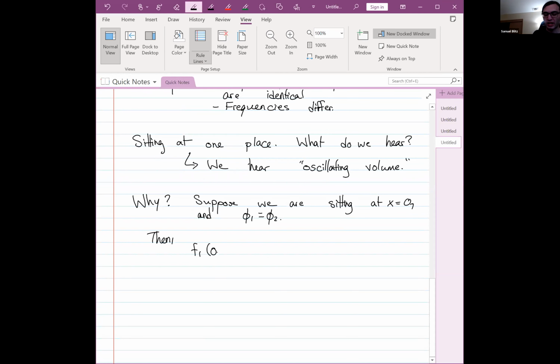So the first wave, well, we're at x equals 0, and at time t, will look something like this. We're examining what the disturbance is at a particular point in space as it changes with time. So this would be a times cosine of 2 pi f1 times t, plus phi1. And then we have the second wave at the same time, which is a cosine 2 pi f2 t plus phi2.